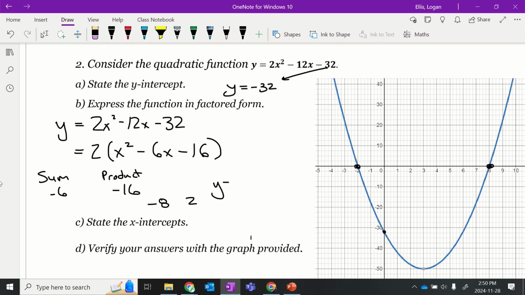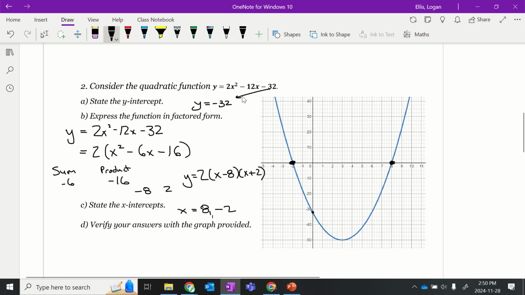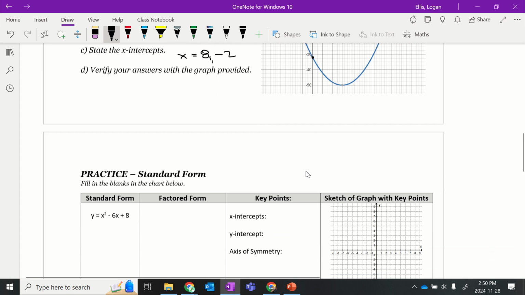So our final equation in factored form, don't forget the 2, is y equals 2(x minus 8)(x plus 2). Your x-intercepts, remember x is a liar, so we get positive 8 and negative 2, the opposite of negative 8 and the opposite of positive 2, meaning 8 and negative 2. And notice how we do have x-intercepts at 8 and negative 2, so those are good. We see that all of those answers are correct when we look at our graph, so we have figured out how to factor and confirm all of the items that we know.